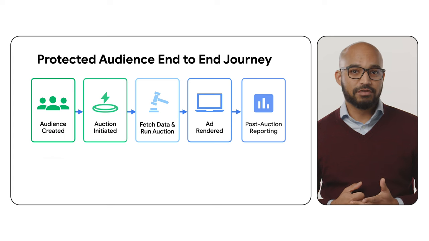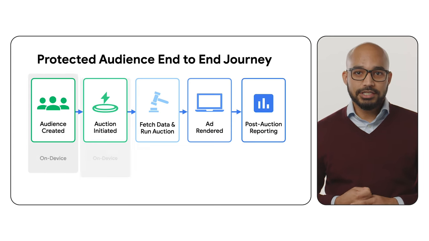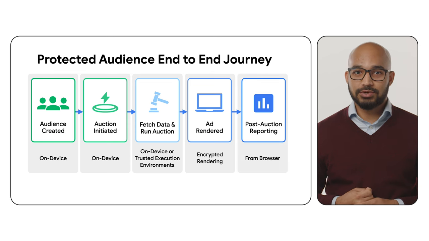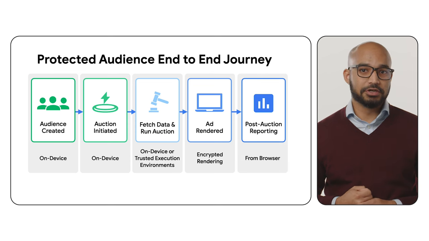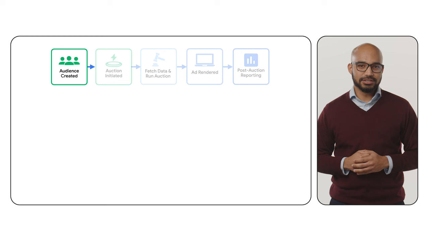Now, these steps may look familiar to how things work today, but as we showed in the high level, audiences are held on device, the auction is kicked off on device, with the auction then running on device or in trusted execution environments. Then the final ad coming from the auction is encrypted, and the reporting comes from the browser. Lots of differences, so let's dive in. Across the top, you'll see the progress bar of where we are in the journey. We're going to start with building audiences.